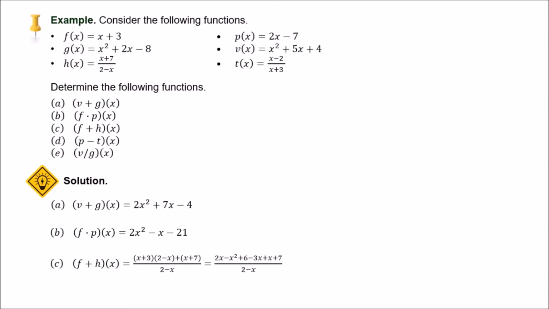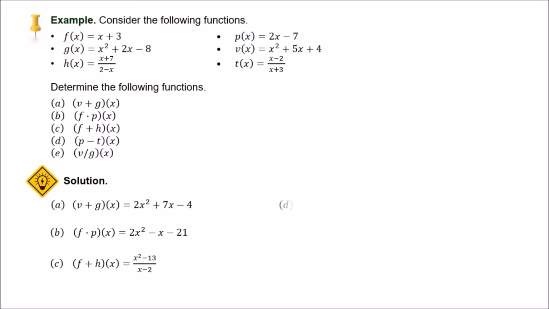Simplifying further, we can arrange the terms in our numerator and combine like terms, resulting into negative x squared plus 13 all over 2 minus x. The last part of the solution is to factor out the negative sign from the numerator and the denominator. We could cancel that out to arrive at the final answer, x squared minus 13 all over x minus 2.